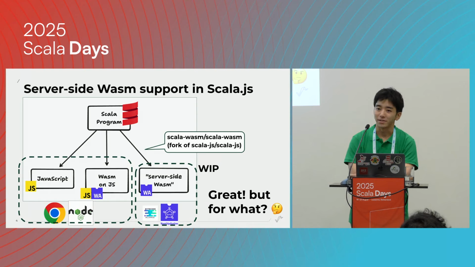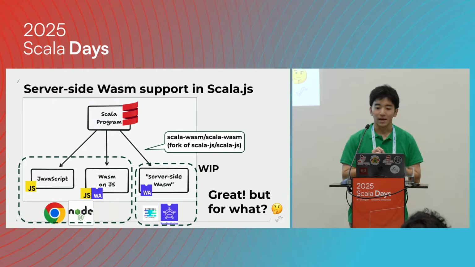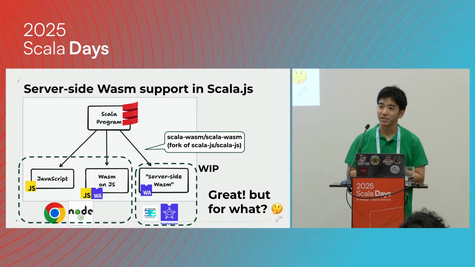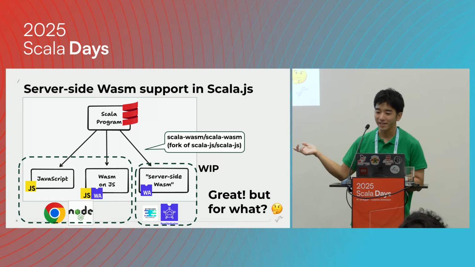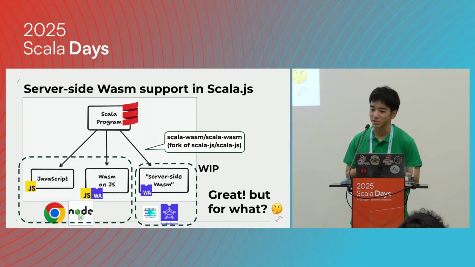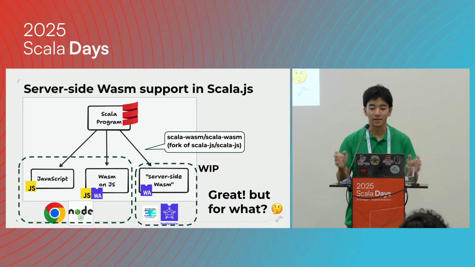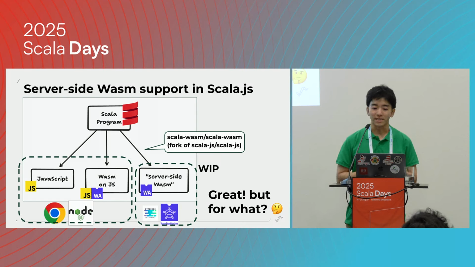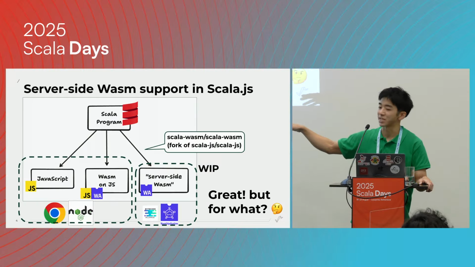And I'm also excited about server-side Wasm, and I started working on server-side Wasm support in Scala in the fork repository of Scala.js, Scala Wasm. The current Scala.js Wasm backend generates the Wasm binary and a tiny little bit of JS helper functions. So it works only in JS environments, and we cannot use it in standalone Wasm runtimes such as Wasmtime and WasmEdge. But our work-in-progress compiler generates Wasm binary independent of JavaScript, and it runs on the standalone Wasm runtimes, Wasmtime and WasmEdge.